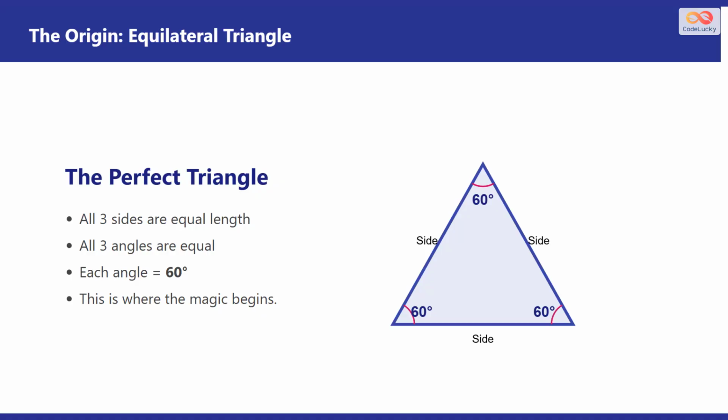To understand where the numbers come from, we start with a perfect equilateral triangle. In this shape, all three sides are the same length, and all three angles are exactly 60 degrees. It is perfectly symmetrical.